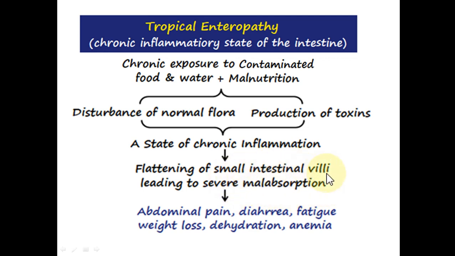For example, the absorption of micronutrients, iron, B12, folate, which may result in severe anemia. These patients suffer from abdominal pain, diarrhea, fatigue. Ultimately, they will lose weight, and sometimes they may suffer from severe dehydration due to poor absorption of water, and deficiency of iron, folate, and vitamin B12 may result in anemia.